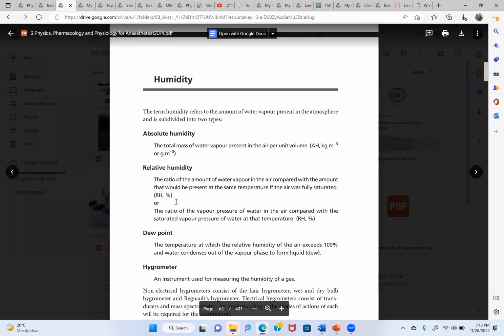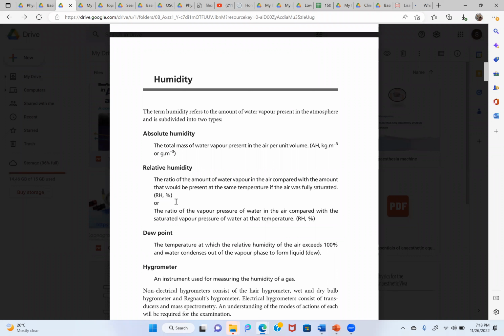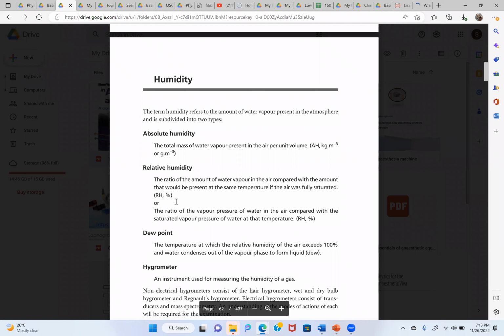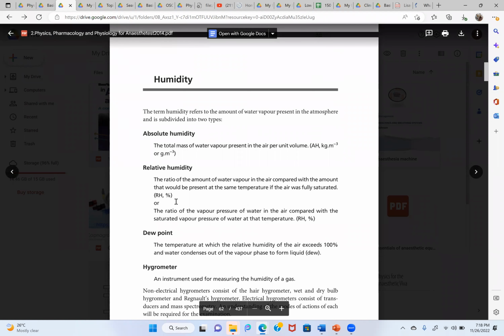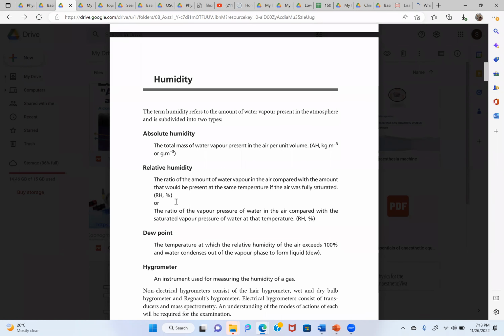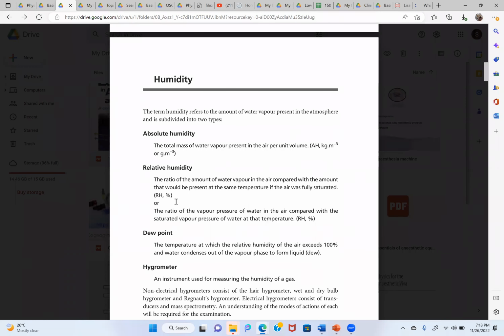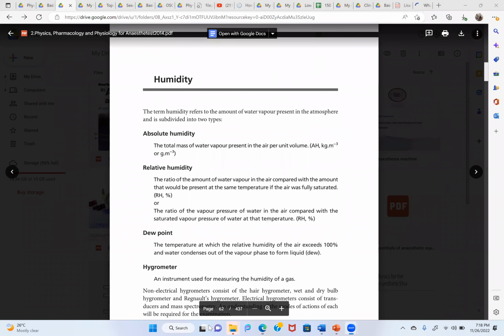The dew point is the temperature at which the relative humidity of the air exceeds 100% and water condenses out of the vapor phase to form liquid. Again, I say that it is the temperature at which the air is so full of humidity that it becomes converted into water. This is what is called dew, which occurs in cold weather.